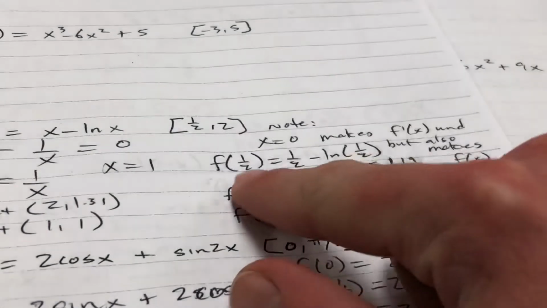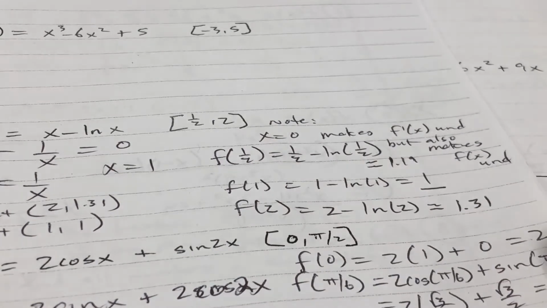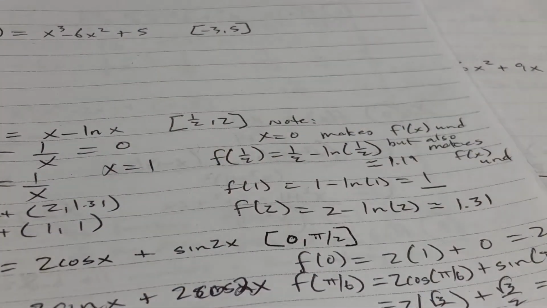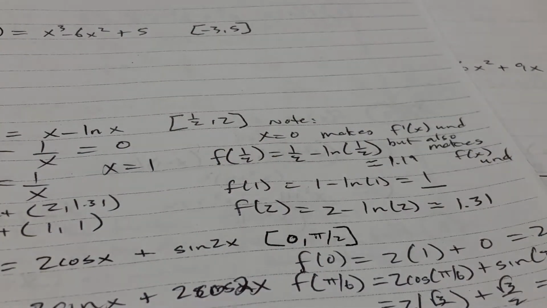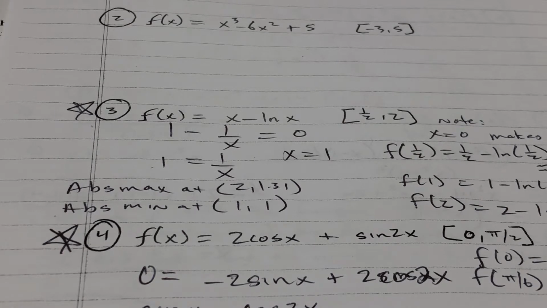So I take f of 1/2, f of 1, f of 2, and find out those values. Again, plug that into the original. And I see that f of 1 is my minimum, and f of 2 is my maximum. Just plugging that in. So if you're going to be precise, you can say absolute max at 2 comma 2 minus natural log 2. That's fine. Absolute min is at 1, 1.